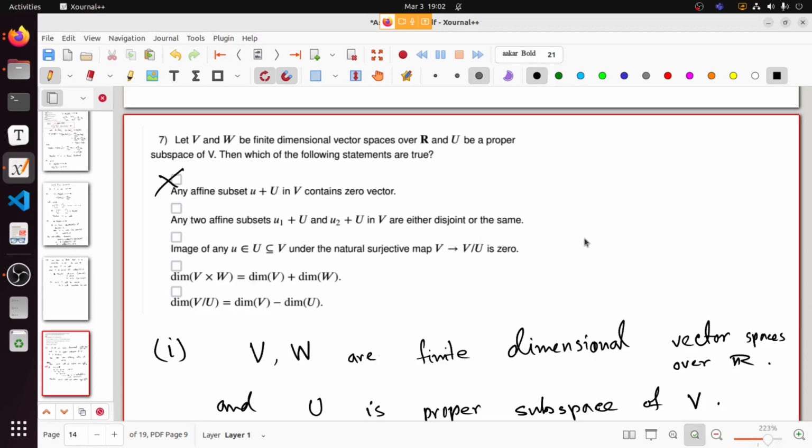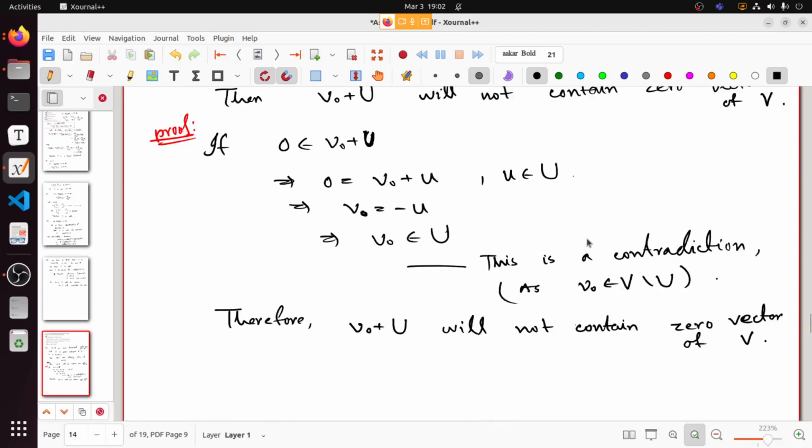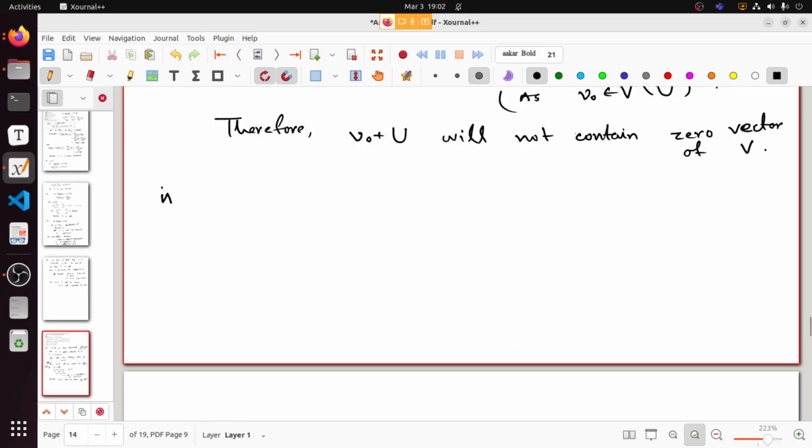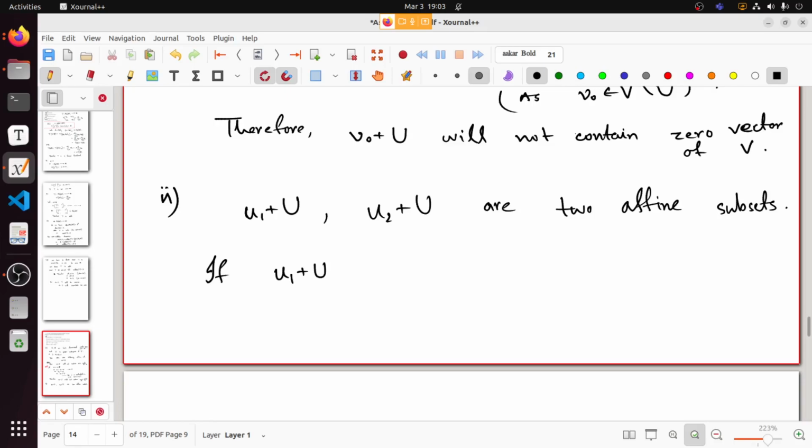What is the second option? It says any two affine subsets u1 plus capital U and u2 plus capital U in V are either disjoint or the same. So let's do it. u1 plus U and u2 plus U are two affine subsets. You have to say that they are either disjoint or the same. If they are the same, then we are done.